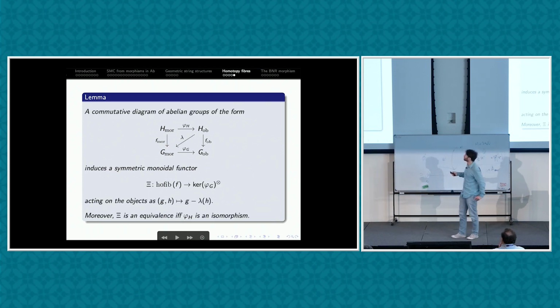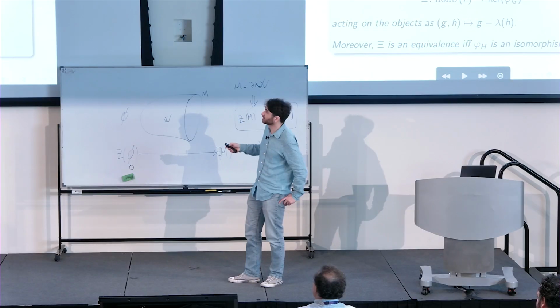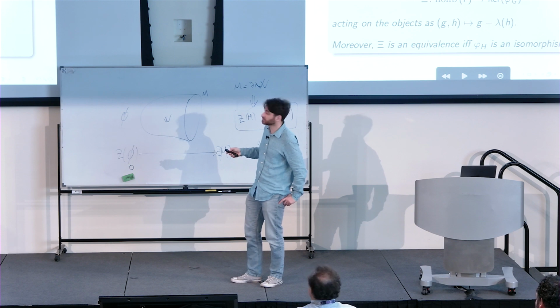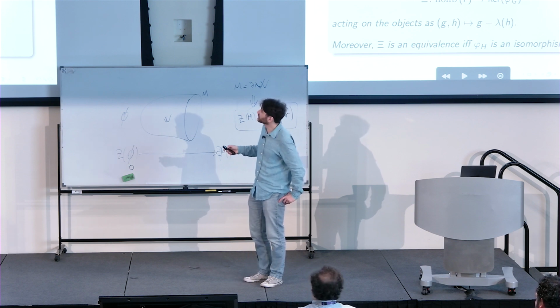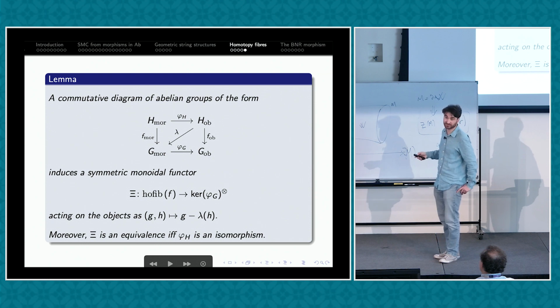Assume you have a splitting of this diagram this way. Then things become much nicer. We have a natural map from the homotopy fiber of F, the big diagram, to just the kernel of the bottom map here. And moreover, if the top map here is an iso, then this map is an equivalence.